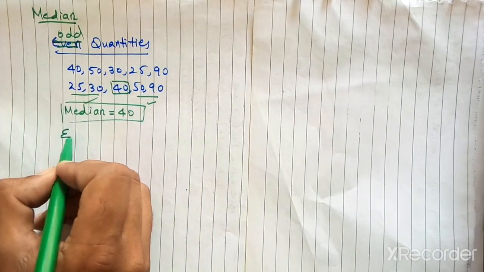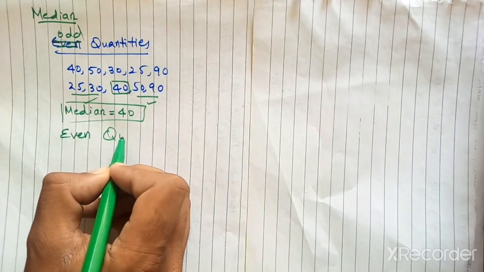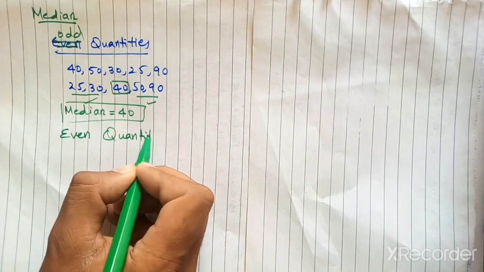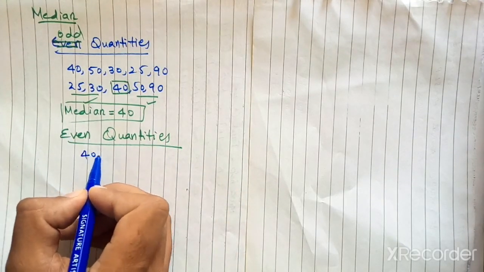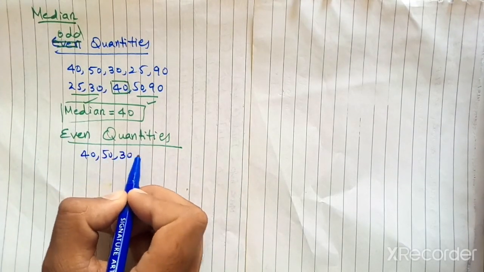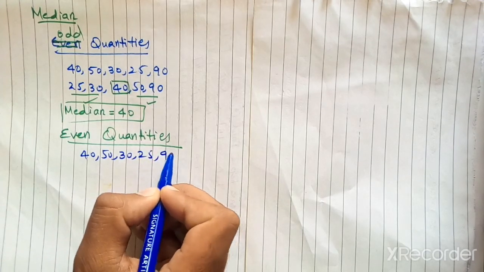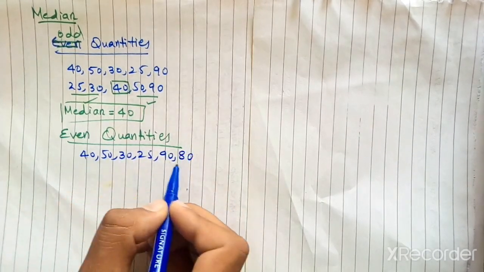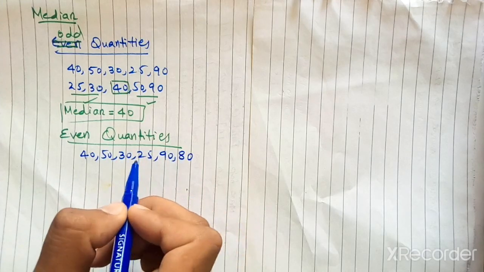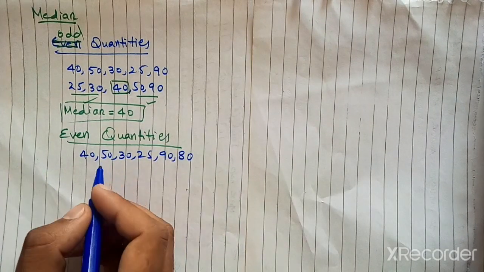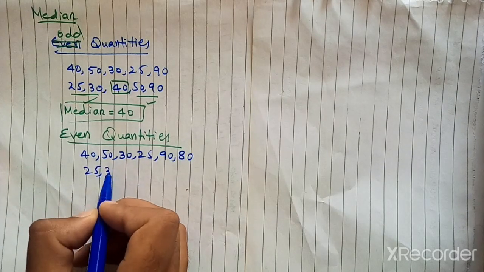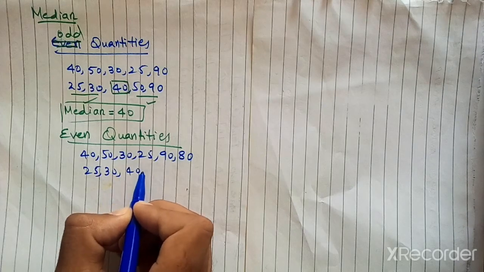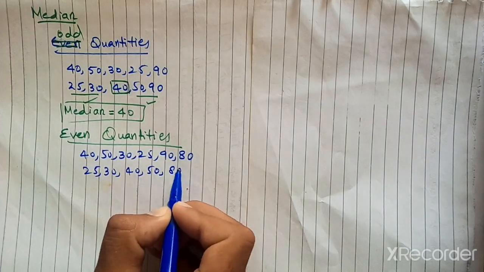And now we will solve even quantities. Let's suppose we have 40, 50, 30, 25, 90 and 80. Now we have even quantities: 1, 2, 3, 4, 5, 6. For even quantities, first we have to arrange them in ascending or descending order, and in ascending order we have 25, 30, 40, 50, 80 and 90.